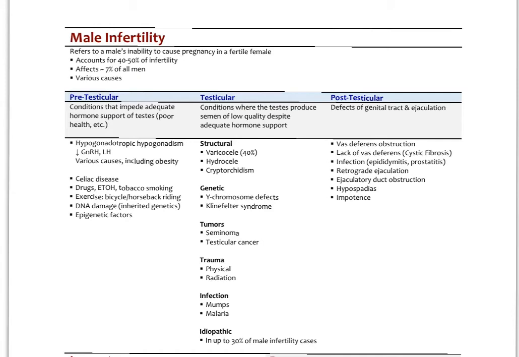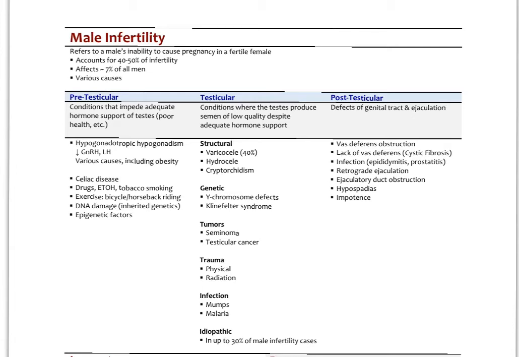So a fairly common concern of patients presenting to integrative medicine practices, Chinese medicine or naturopathy, etc., is infertility. With infertility, it can be either infertility due to the male or in the female. About 40 to 50% of cases of infertility in a couple are due to male infertility, and this refers to a male's inability to cause pregnancy in a fertile female. It affects about 7% of all men globally, and unfortunately the number is increasing, and we think that's because of the accumulation of all these environmental factors which are inhibiting normal testicular function.